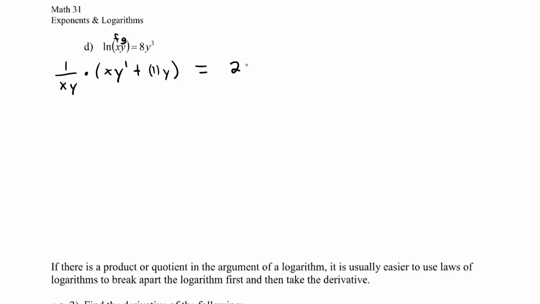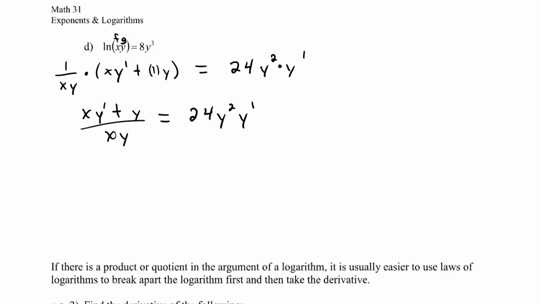And then that's equal to 24y squared, and then times y prime. Okay, now I'm going to write this all over a common denominator here. So just the same thing, I'm just going to write it a little differently. This would be xy prime plus y over xy is equal to 24y squared y prime. Now I'm just going to move this one up to this side.